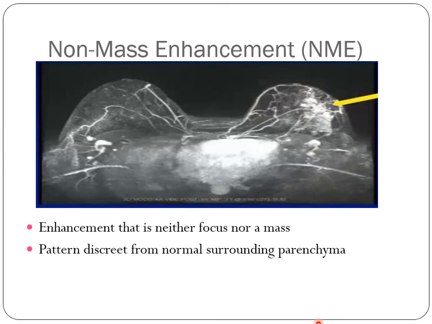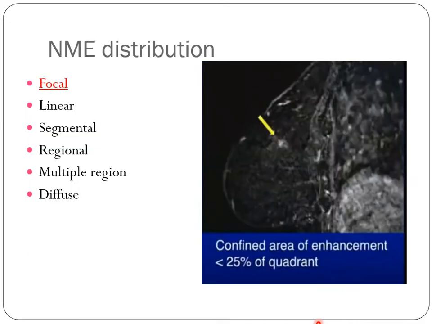Non-mass enhancement is a difficult lesion that you can't see by the other modalities, I mean the mammogram and the ultrasound, so you only see it by the breast MRI. Just like a mass, a non-mass enhancing lesion has further characterization. First of all, the shape. The shape may be focal, as shown here in this picture.